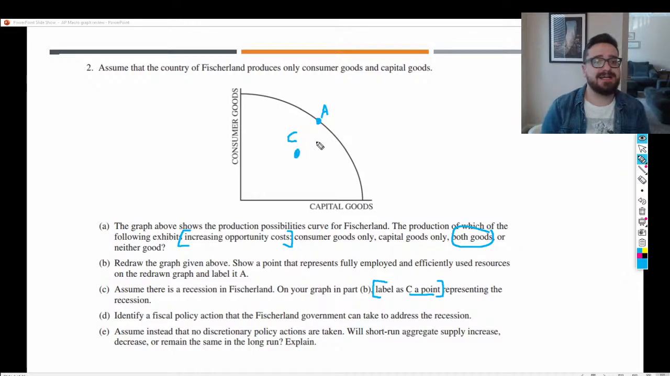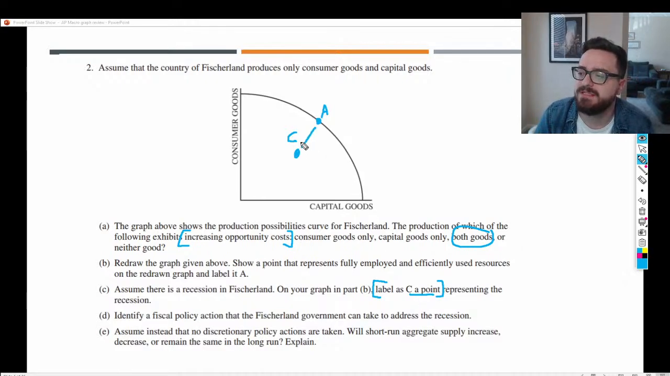Now, here's the nice thing. It told you that. It says label as C a point representing the recession. It didn't say a line, it said a point. That's saving you a bunch of mental energy if you're wondering, wait, do I draw a line or do I draw a point? I'll read the question. It says a point. Okay, makes it a lot easier.